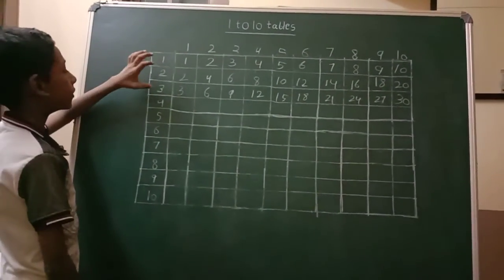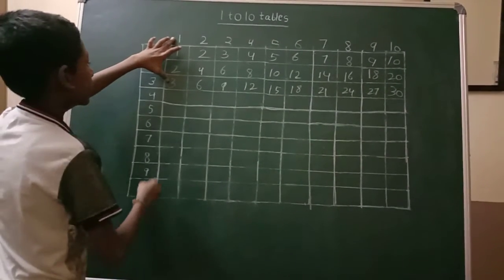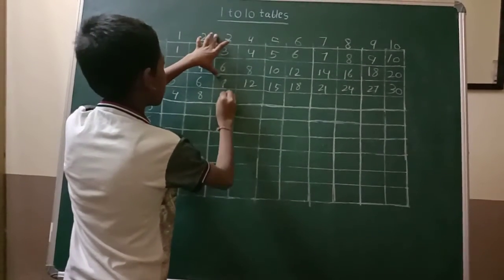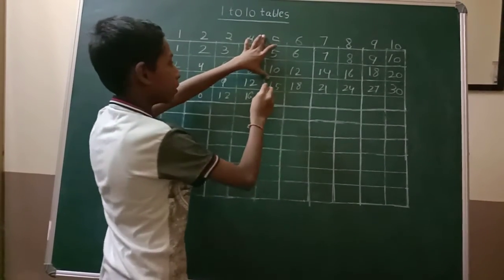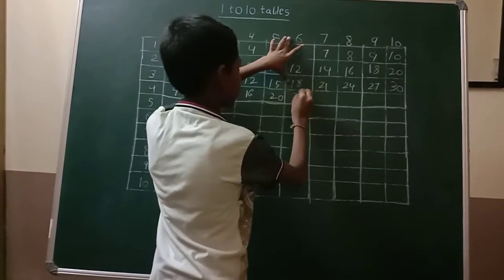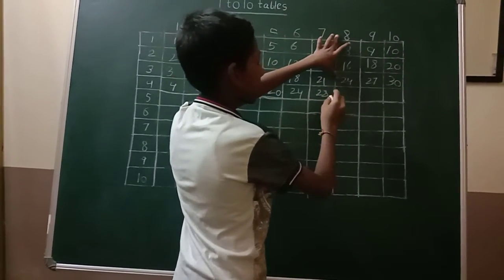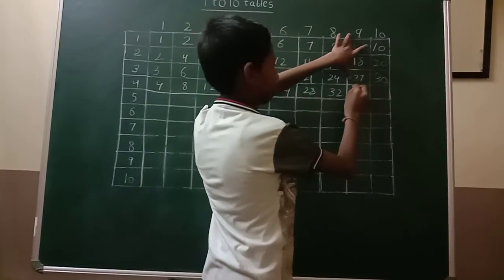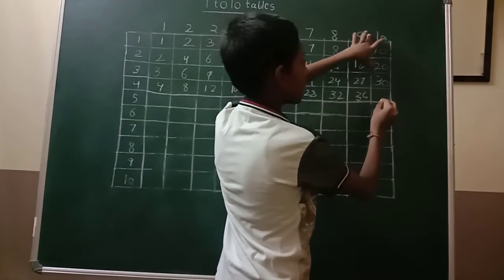I am writing table of 4. We should add heading and table of 3. 1 plus 3, 4. 2 plus 6, 8. 3 plus 9, 12. 4 plus 12, 16. 5 plus 15, 20. 6 plus 18, 24. 7 plus 21, 28. 8 plus 24, 32. 9 plus 27, 36. 10 plus 30, 40.